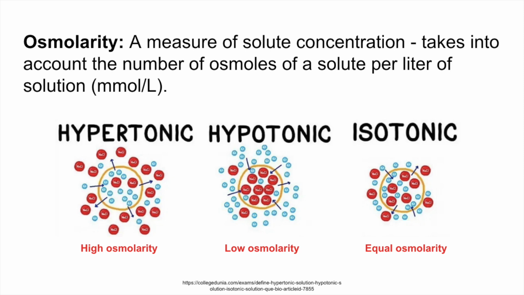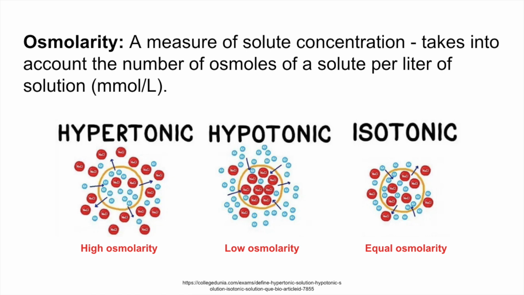Water will always move from the hypotonic solution to the hypertonic solution. So for example, when do we use osmosis in real life? Well, for instance, in the preservation of tissues and organs in medical procedures. Tissues and organs must be kept in solution to prevent cellular desiccation, and the solution needs to have the same osmolarity as the tissue or organ, so they must be isotonic to prevent osmosis.